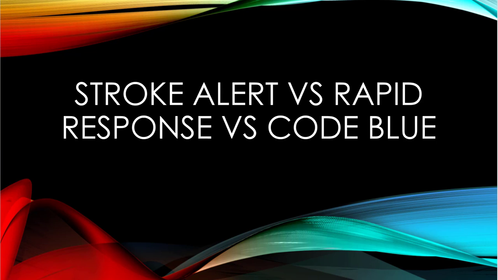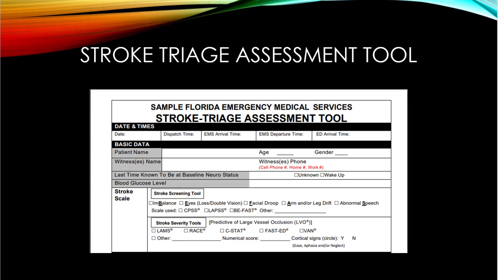This discussion will focus on differentiating stroke alert versus rapid response versus code blue. So with the stroke alert, there are different criteria you have to look for, and you have to assess your patient using BE FAST. BE FAST stands for B as in balance, E for eyes, F for facial droop, A for arm or leg drift, S for abnormal speech, and T for the time. So you have to look for the onset.